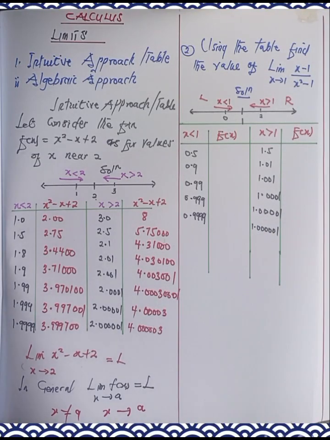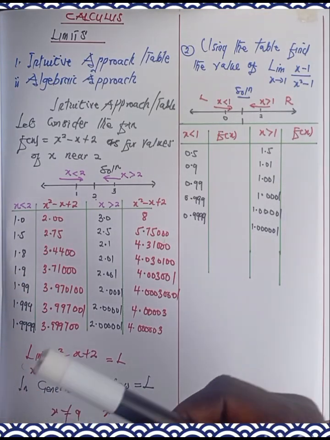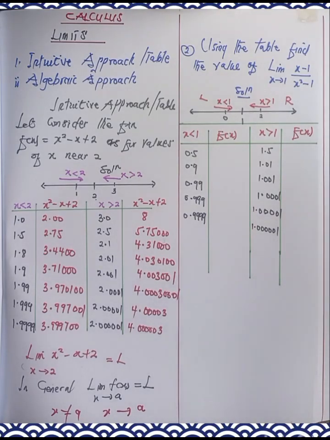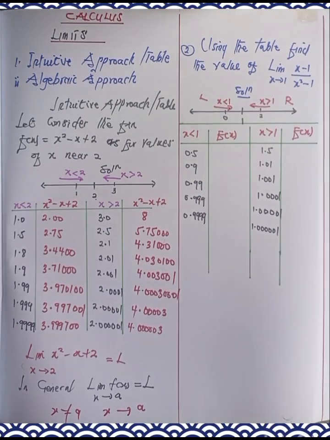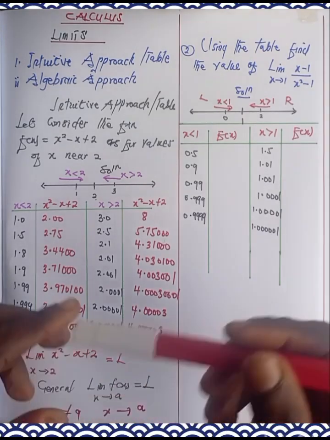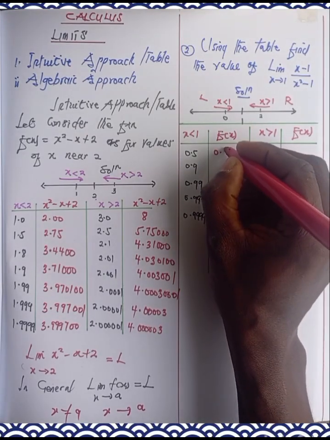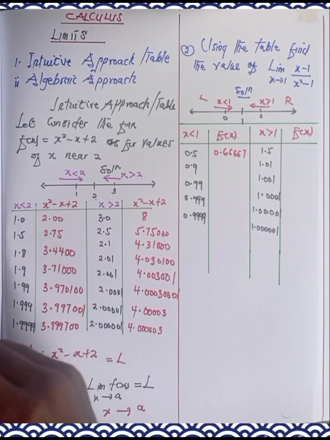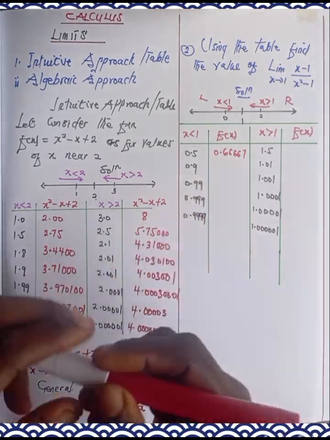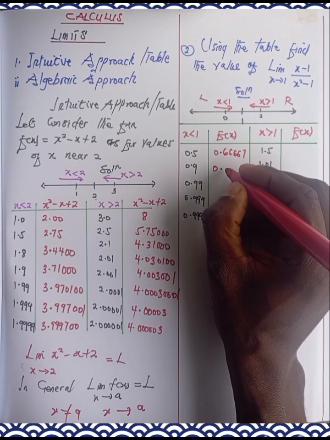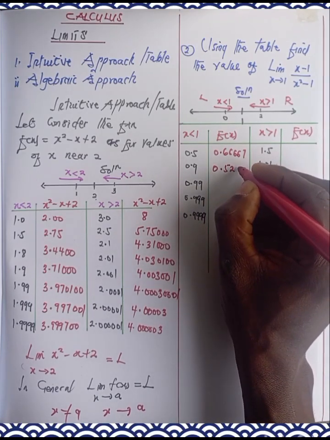Okay, now that we know the values of x approaching 1 from both left and right, let's evaluate these values of x with the function. We are still going to use our calculator. We punch the function into the calculator and then we find the values. So at x is equal to 0.5, when you substitute 0.5 in place of x in this function, we are getting what? 0.66667. Now at x is equal to 0.9, we are getting 0.5263.